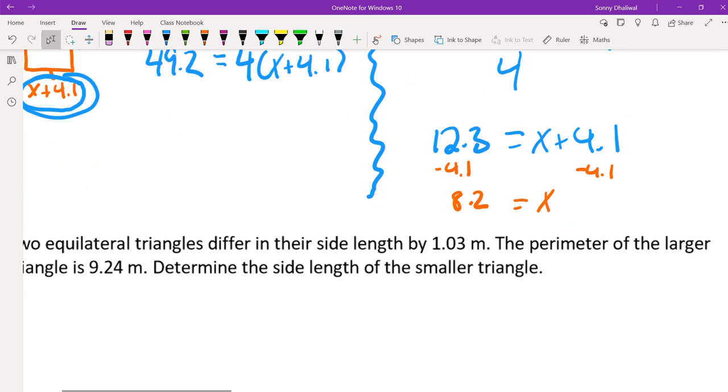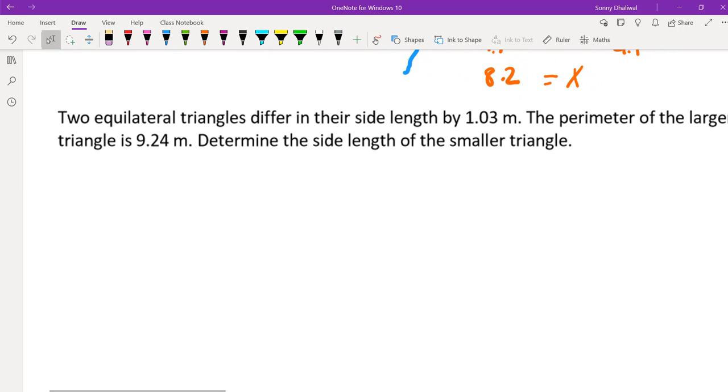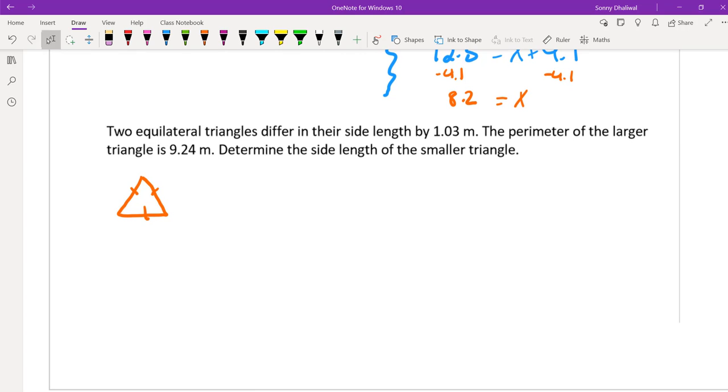So I'm going to use this same method on the next question. If we have two equilateral triangles, what does an equilateral triangle mean? All sides are equal, right? And they differ by 1.03 meters. So that means we have a big one and a small one. They say the larger one has a perimeter of 9.24 meters. Determine how big one side of the smaller triangle is.